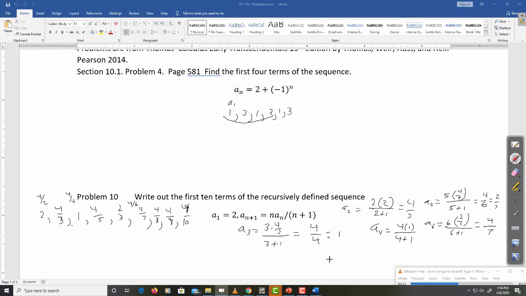And we can do a couple more. 4 over 11, I think, would be the 10th one. A sub 7 would be 7 times 4/7 over 7 plus 1. So that would be 4/8 or 1/2. And so on. If you do notice a pattern, you can sometimes make these things go a little bit quicker by doing that. So that's our first 2 examples.